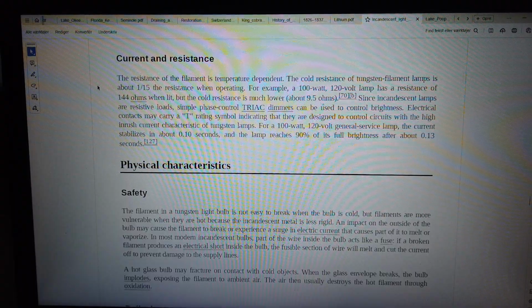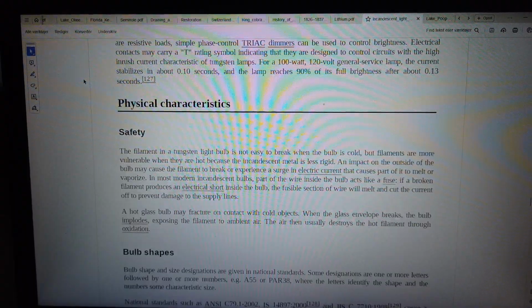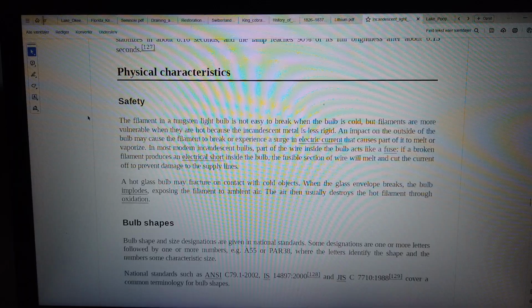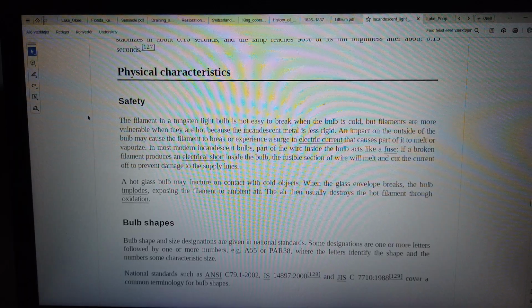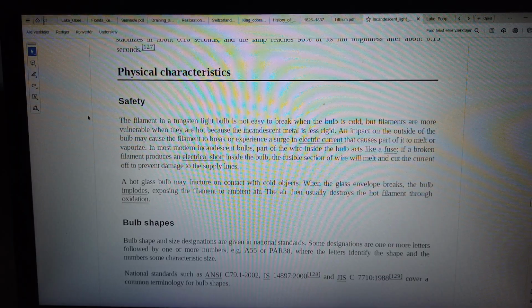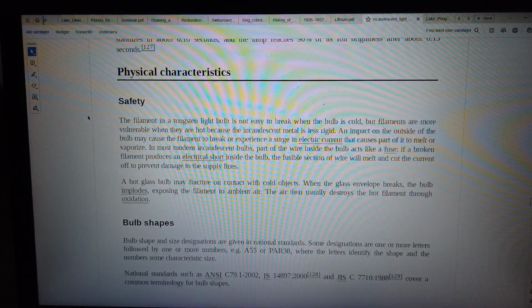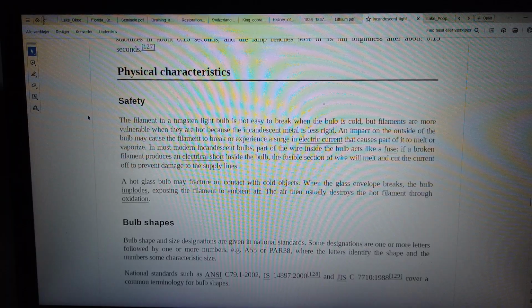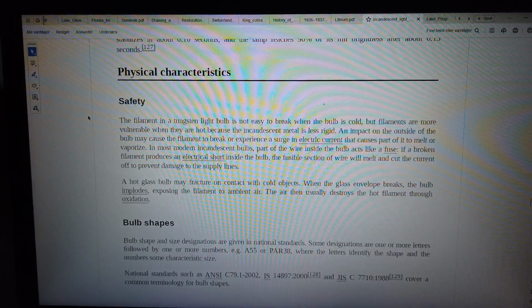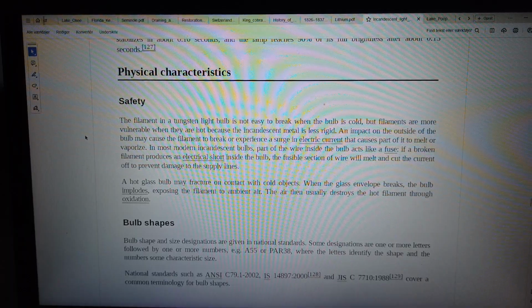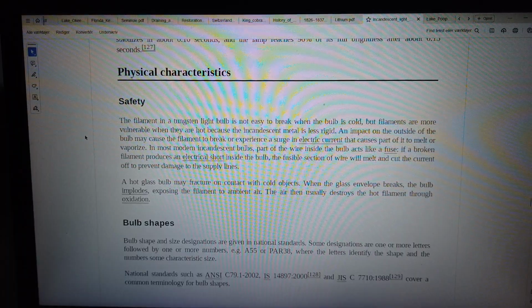Physical characteristics. Safety. The filament in a tungsten light bulb is not easy to break when the bulb is cold, but filaments are more vulnerable when they are hot because the incandescent metal is less rigid. An impact on the outside of the bulb may cause the filament to break or experience a surge in electric current that causes part of it to melt or vaporize. In most modern incandescent bulbs, part of the wire inside the bulb acts like a fuse. If a broken filament produces an electrical short inside the bulb, the fusible section of wire will melt and cut the current off to prevent damage to the supply lines.